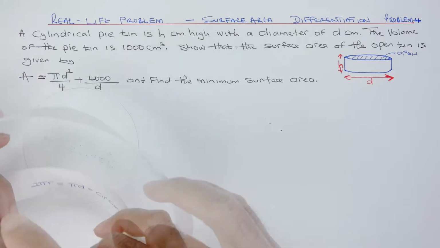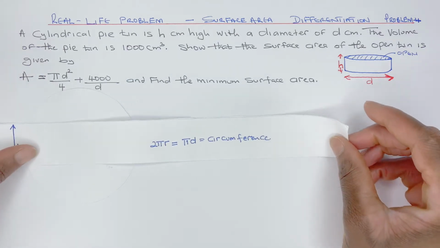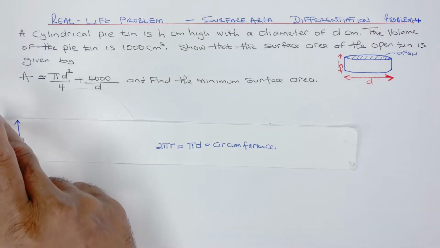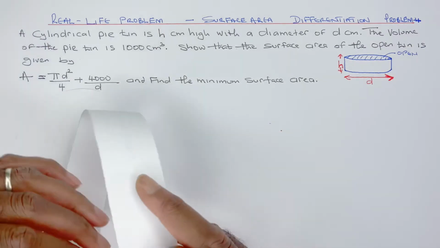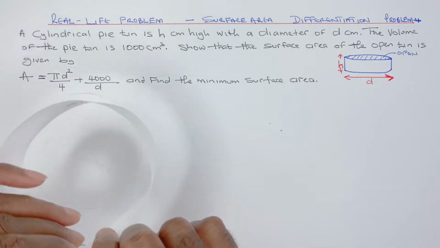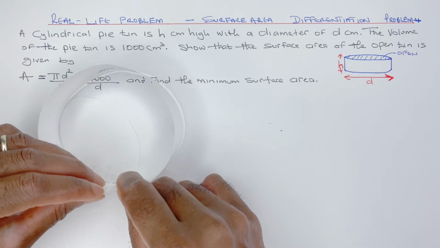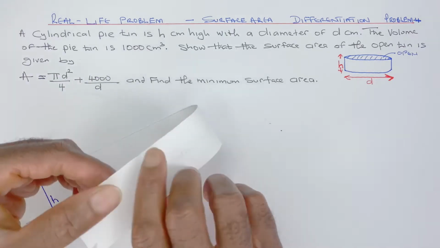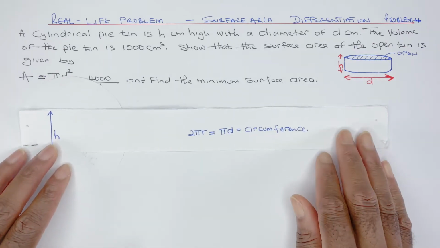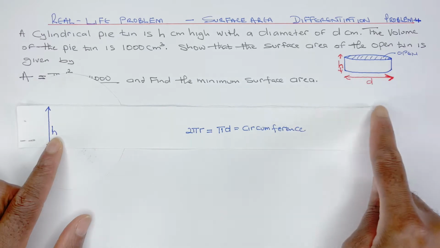Now, a few things we need to ask ourselves. If we open that, we get a rectangle. You can see that the length from there to there is the circumference of a circle, and it forms a rectangle. And you can see the height here. So we've got the height here, and the length here is the circumference.